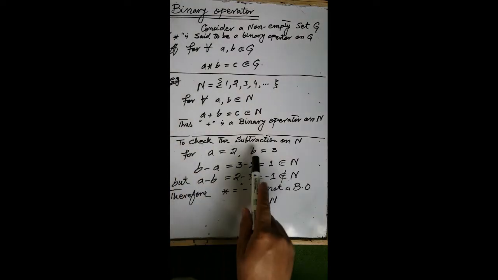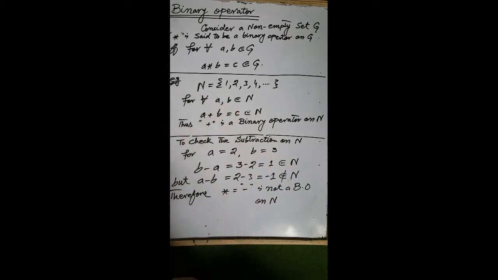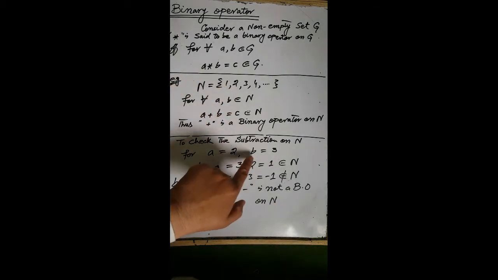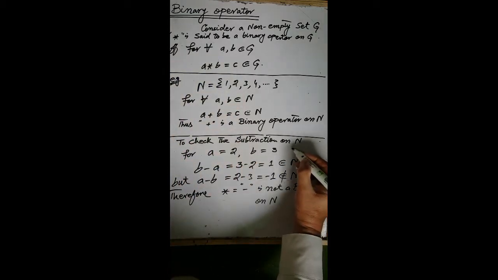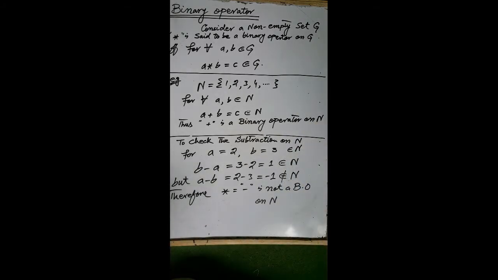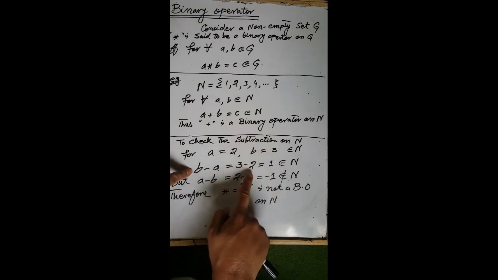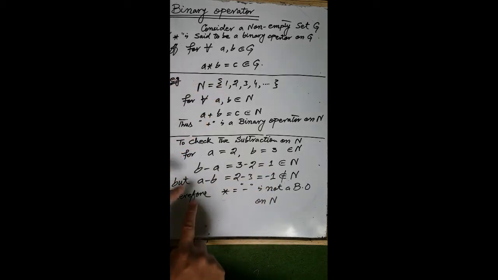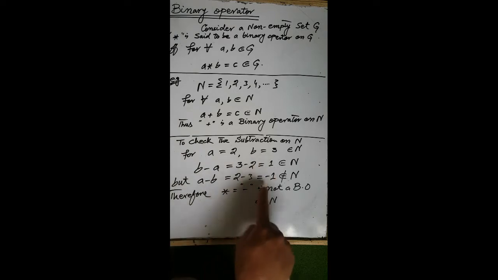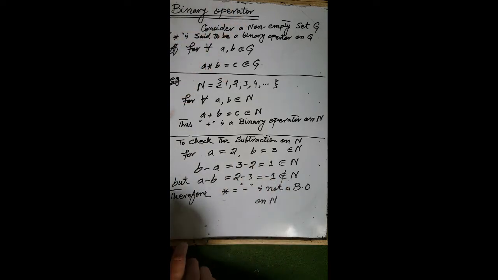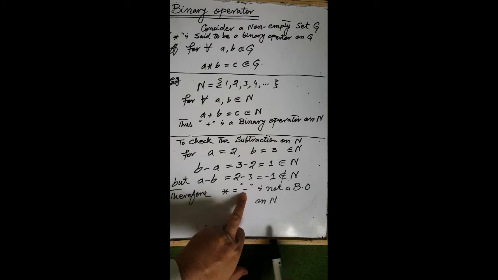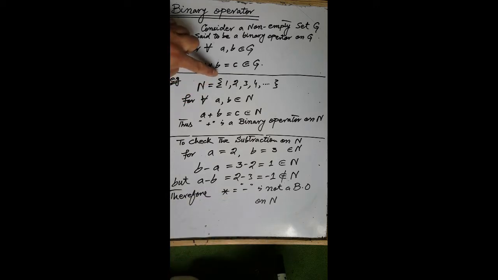Another example: to check whether subtraction is a binary operator on the set N of all natural numbers, we check it by a counter example. Suppose that A is equal to 2 and B is equal to 3. We select these two numbers from the set of natural numbers. B minus A, 3 minus 2, is equal to 1, which is contained in the set of natural numbers. But A minus B, which is 2 minus 3, is minus 1, which is not contained in the set of natural numbers. The resulting quantity is not a positive integer. Therefore, subtraction is not a binary operator on the set N of all natural numbers.